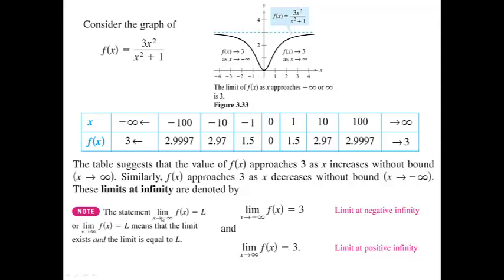And this is just saying that the limit as x goes to negative infinity of f of x is equal to L. L is my limit. That would be the 3. Okay, that's what the L stands for. Or if x goes to positive infinity, the function goes to a limit. That means the limit does exist, and the limit is equal to L.